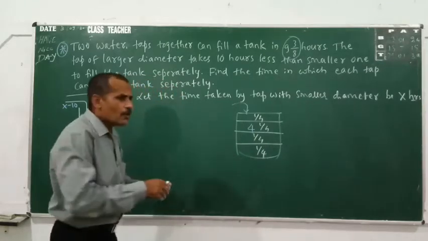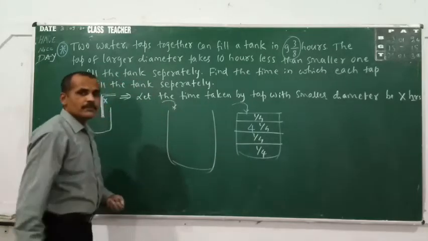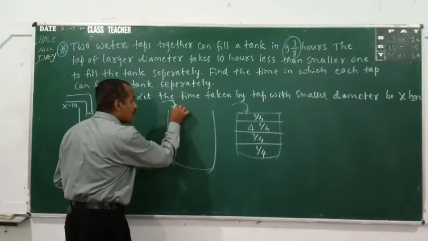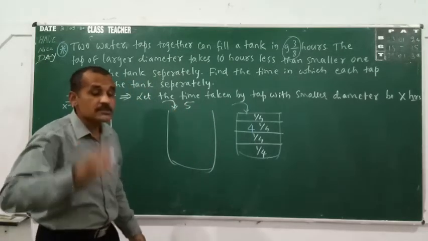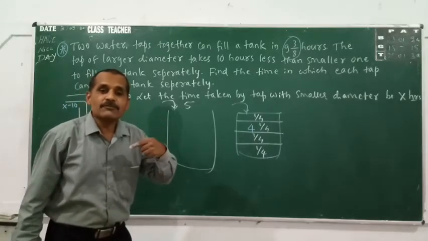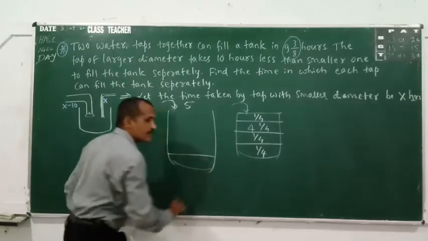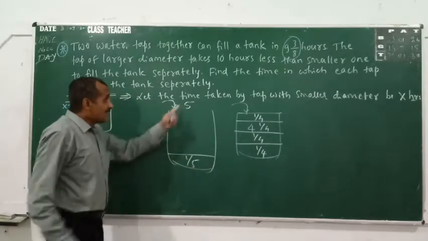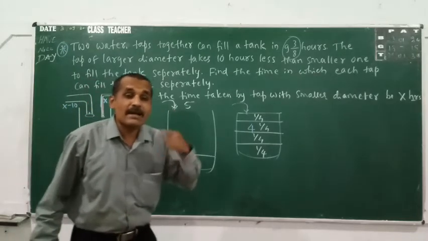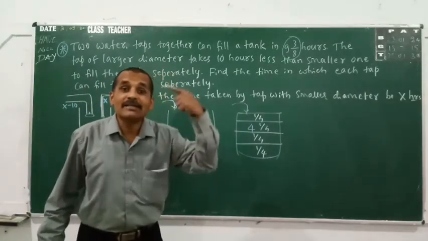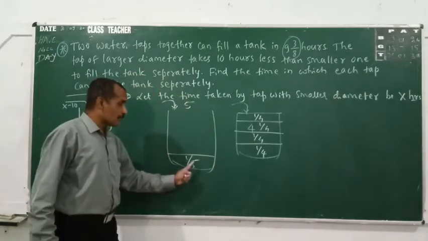I will change the problem. This is the tank and there is a tap. The tap fills this tank in 5 hours. Then I will question myself, what is the part of the tank filled in 1 hour? You can answer me. 1 by 5. This total number of hours will come to the denominator when I ask what part of the tank is filled.